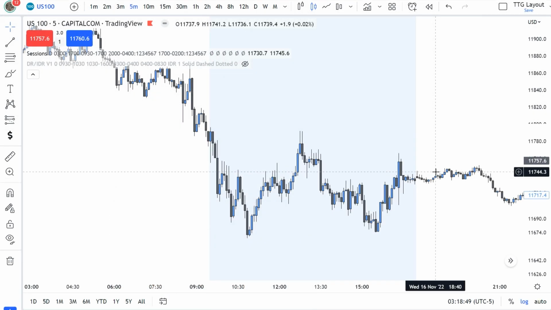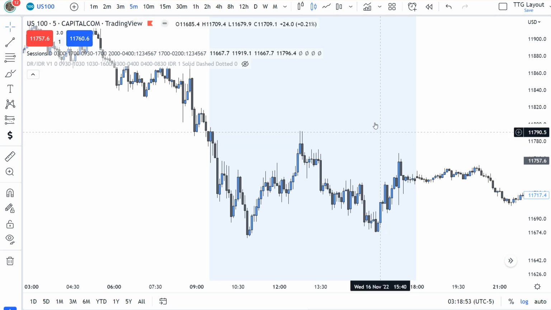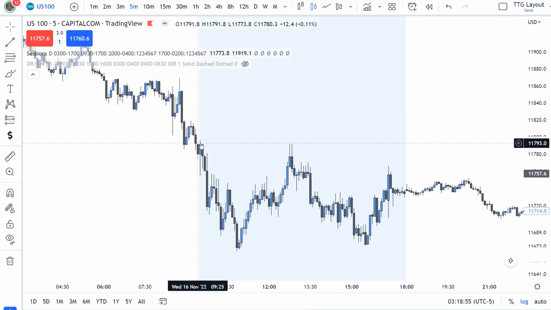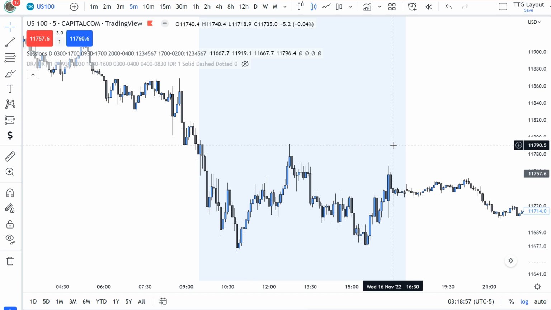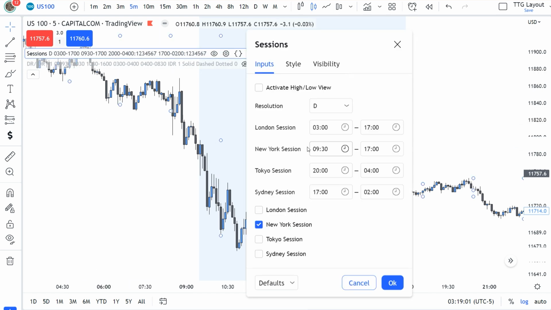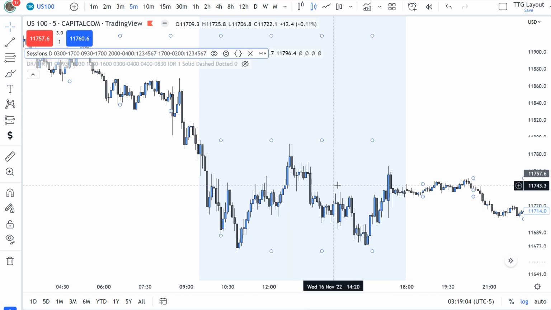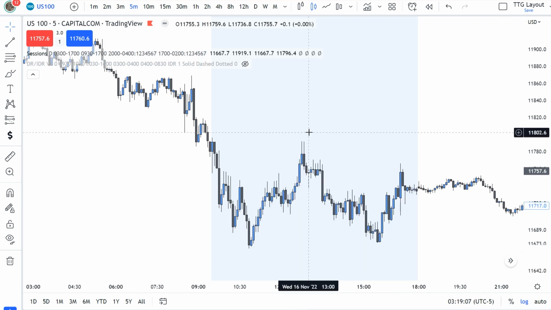Now, let's have a look at an example. This is US 100, the 5 minutes chart. And the blue area here is my trading time in the New York session. I use the indicator sessions on chart to display this. I kind of misuse this. I set the New York session from 9:30 to 17 and disable all other sessions.